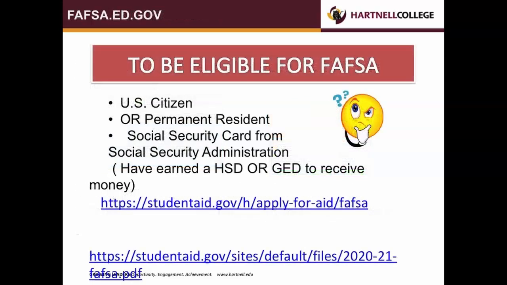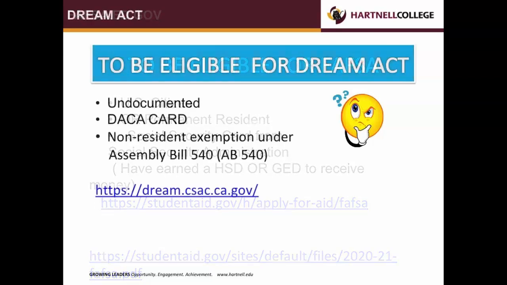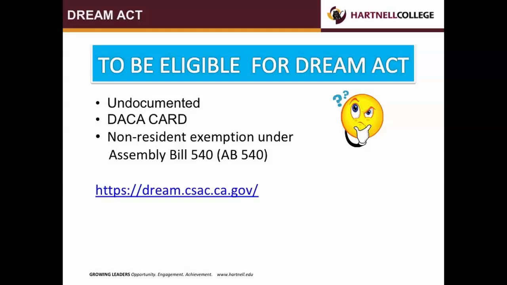To be eligible for FAFSA, one must be a U.S. citizen or a permanent resident. One must have a Social Security card from the Social Security Administration Office, and have earned a high school diploma or GED to receive the money. To be eligible for the DREAM Act, one must be undocumented, possess a DACA card, or be a non-resident exemption under Assembly Bill 540.